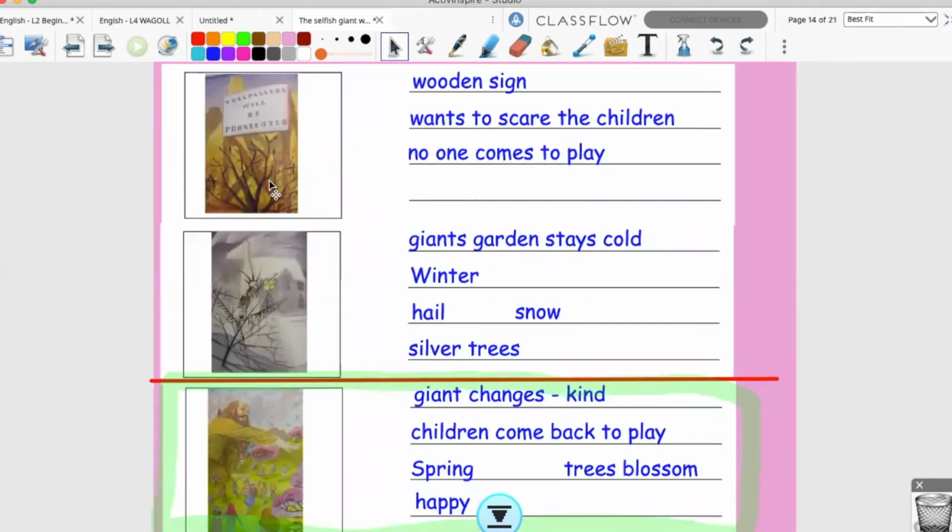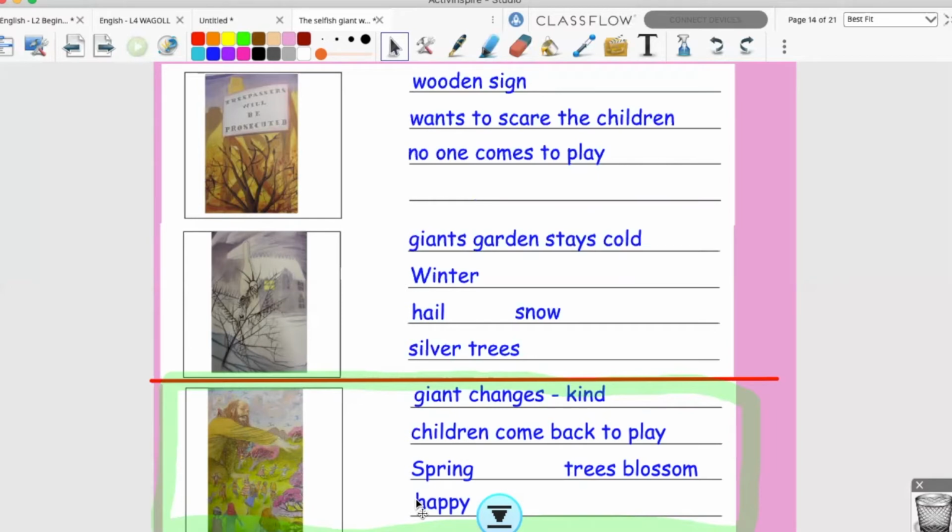So on our plan, we've done the beginning. Yesterday we did the middle, and today we're looking at the end of our story, which is the last box, just one box today. So I'm just going to refresh what notes I made so I know what I can write about. I say the giant changes, and I've said that he becomes kind. I've said children come back to play. I might say it's springtime again, the trees blossom, and that everyone is happy.